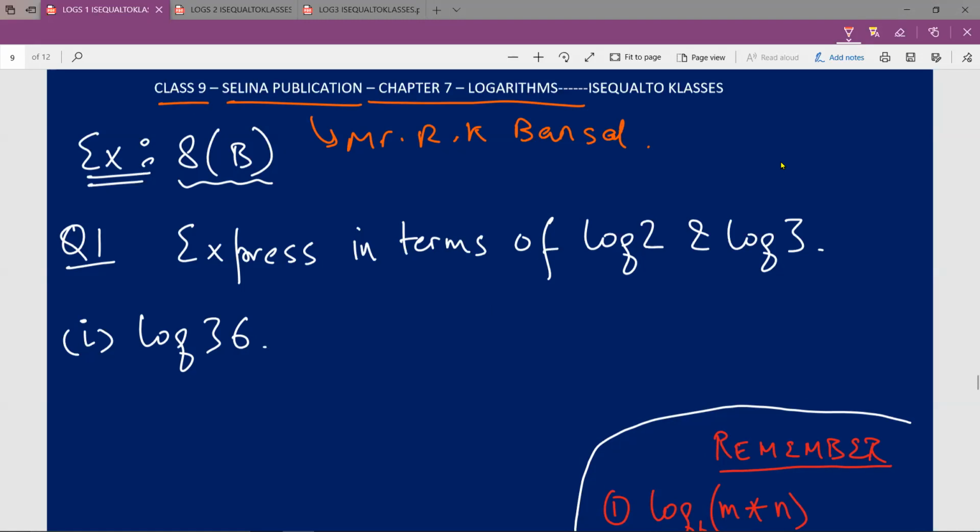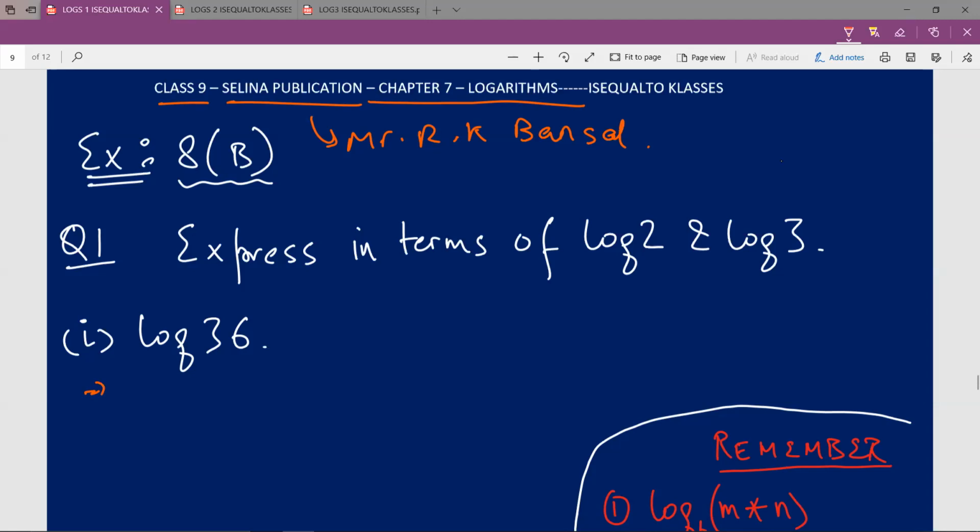So question number 1 states: express in terms of log 2 and log 3. Our first subpart states log 36. Now what does log 36 mean? The question is asking you to represent log 36 in terms of log 2 and log 3. It is simply telling you that log 36 should only consist of log 2 and log 3, no other log numbers, only log 2 and log 3.